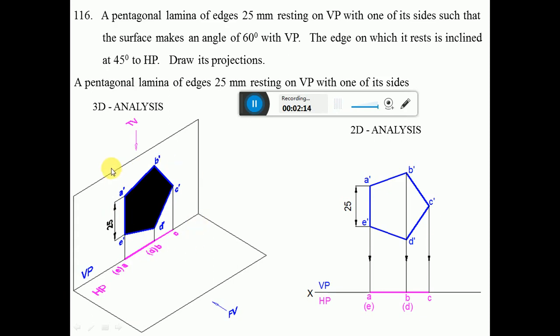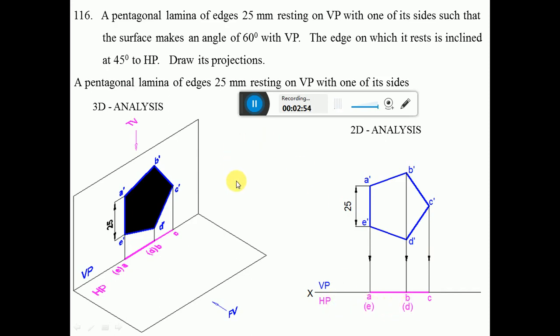pentagonal lamina. Now, in the orthographic view of 2D, when you look from the front view, you can see a pentagonal surface of 25 mm side. Of course, the construction and other things we will explain when we write the final solution. Here I am just explaining the concept. When you look from the top view, it is perpendicular to VP, so you get a line here. When you look from the front view or top view, A dash, B dash, C dash are near to the observer, so ABC is visible. D dash, E dash are away from the observer, so they become invisible and are written in brackets.